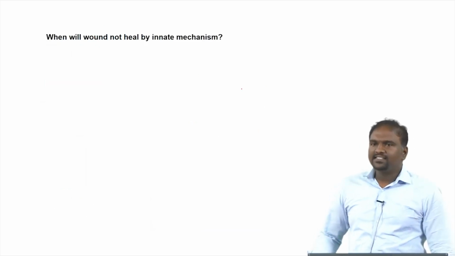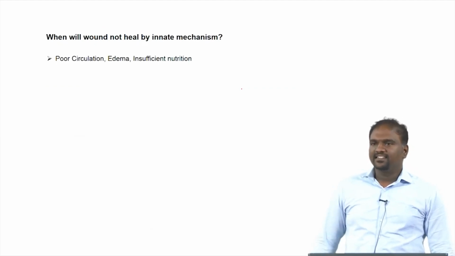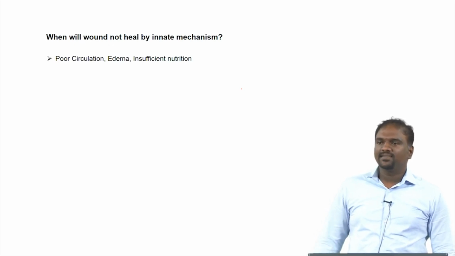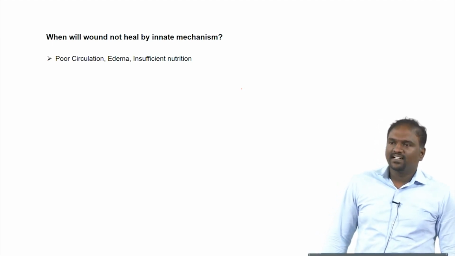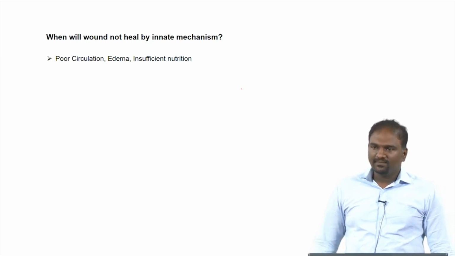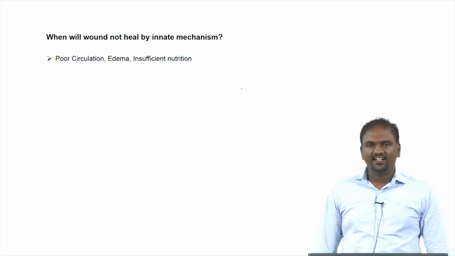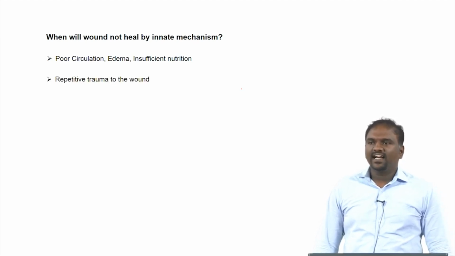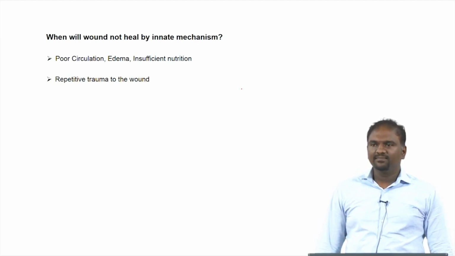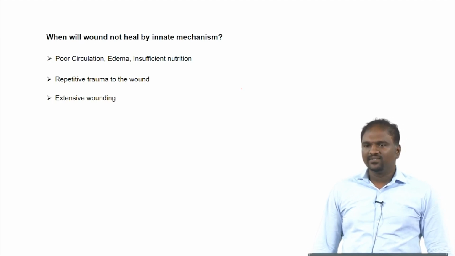So this is the normal mechanism of wound healing. In a few conditions, this normal mechanism will not happen. The first is poor circulation. When there is poor circulation of blood into the wound site, normal wound healing will not happen. When there is edema or insufficient nutrients, the normal wound healing process will also not occur. When there is repetitive trauma to the wound, the wound will not heal by its own mechanism. When there is extensive wounding, the wound will also not heal.